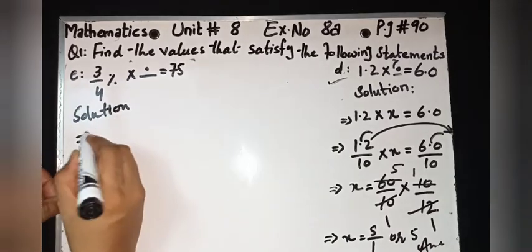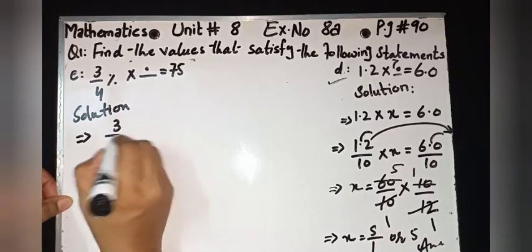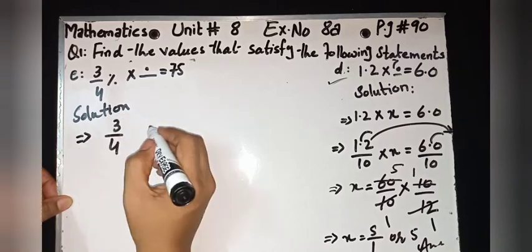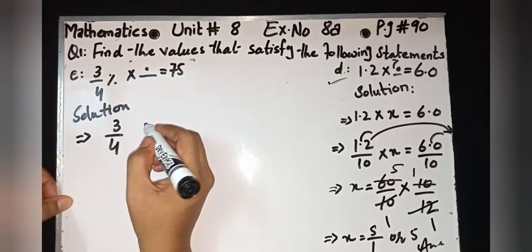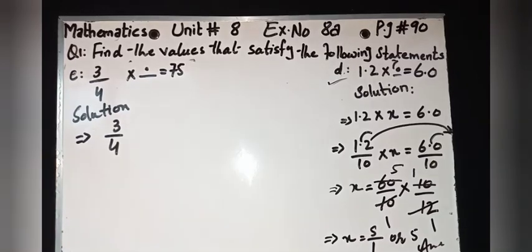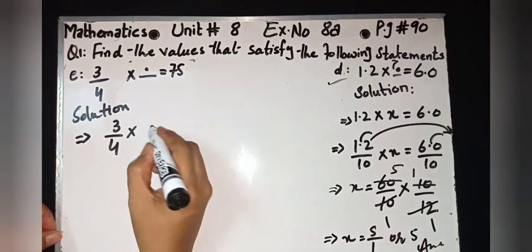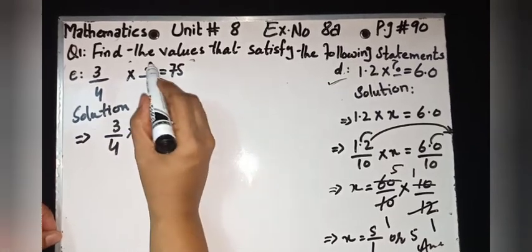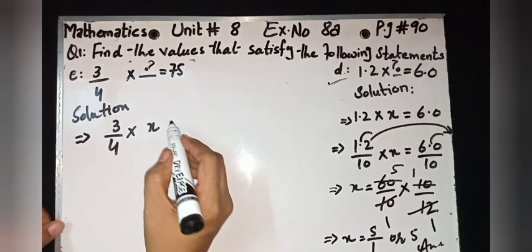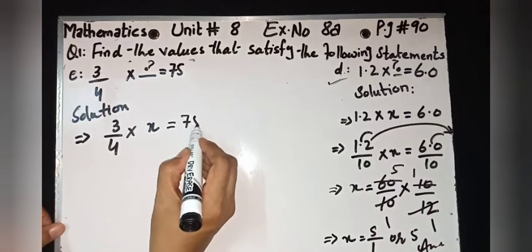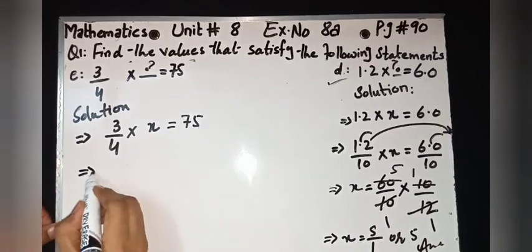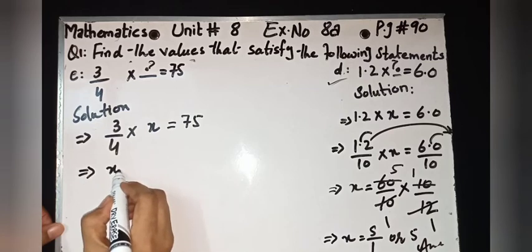First we write 3 upon 4. Percent means divide by 100. Okay, in the last part the percent sign is not given with 3 upon 4. In very small writing 3 upon 4 is written. Multiply by the value of x. This part is missing. Put x equal to 75. Okay, apply the same method. We find the value of x.